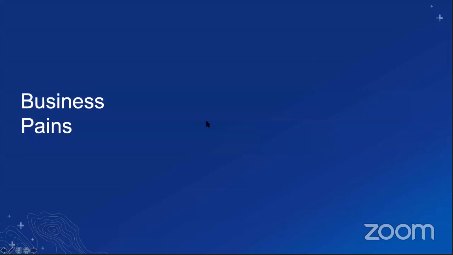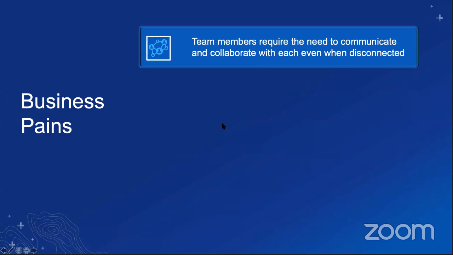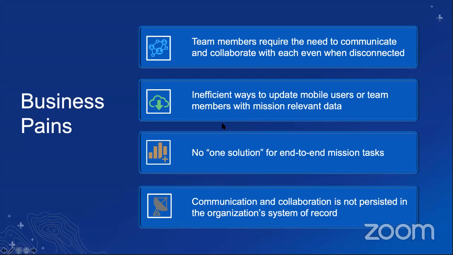The ArcGIS Mission idea came from four main business pains. The first one is that team members need to communicate and collaborate with each other, even when disconnected during an event, an emergency, or a mission. The second one is insufficient ways to update mobile users or team members with mission-relevant data on the spot in real time.